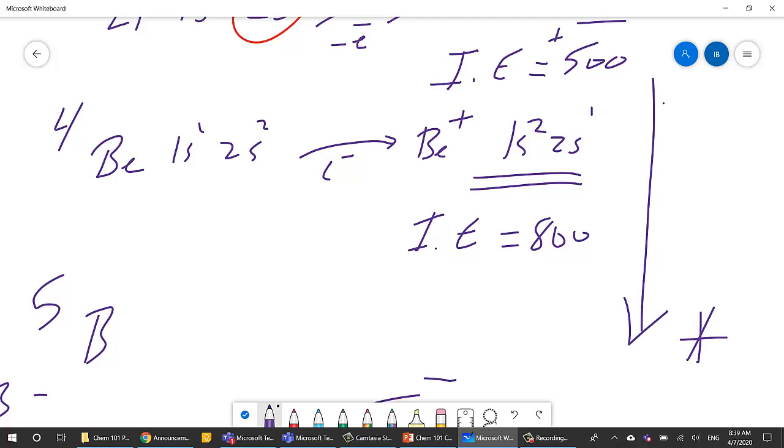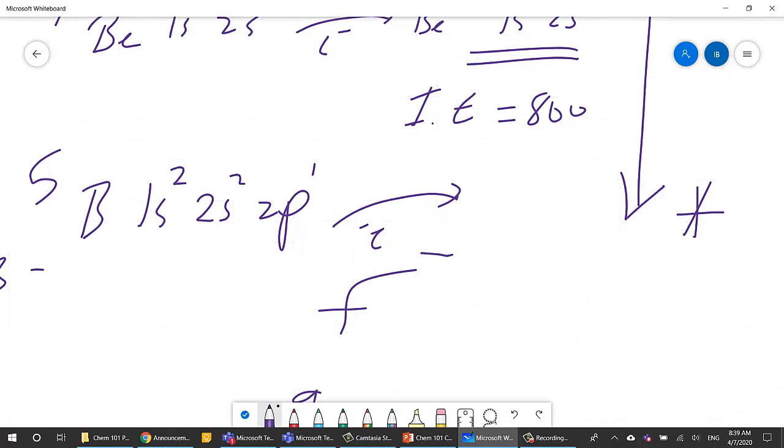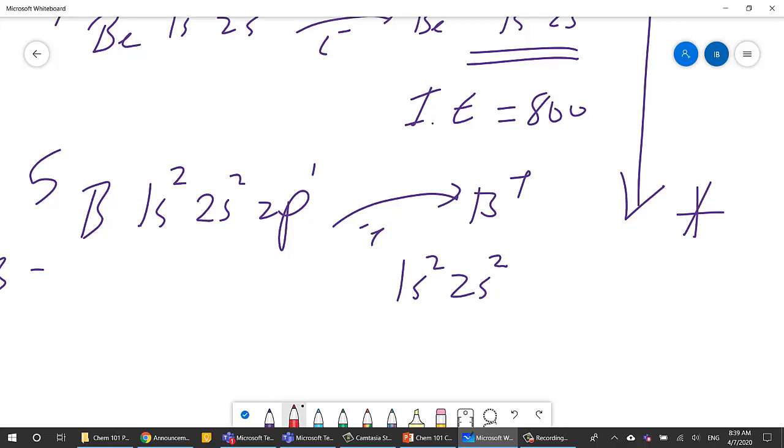Boron has a lower ionization energy than beryllium. The electronic configuration for the neutral boron atom is 1s2, 2s2, 2p1. If you want to take an electron out of this, you are going to form an ion B plus with the electron configuration 1s2, 2s2. So this is actually a relatively stable configuration.